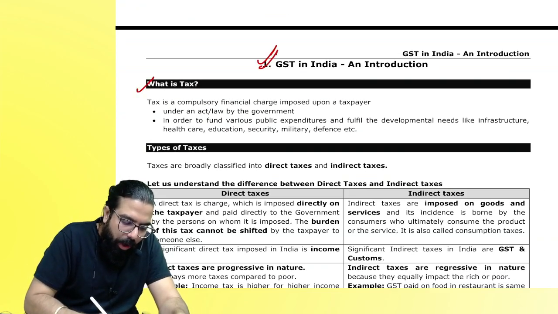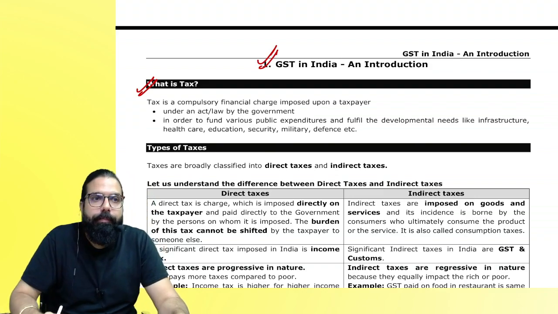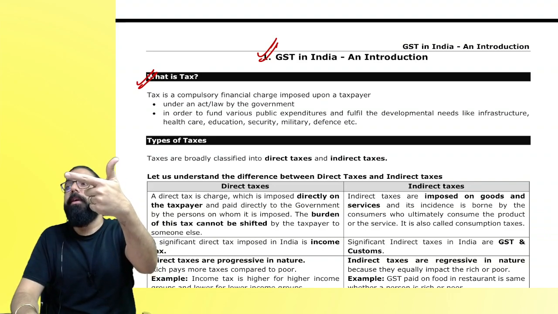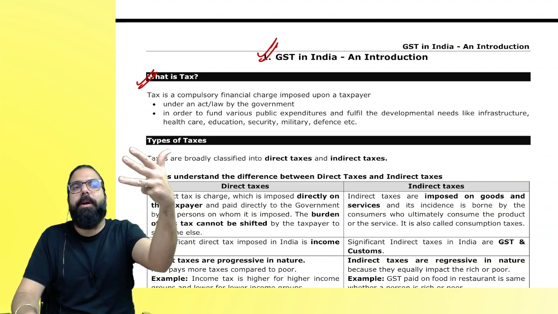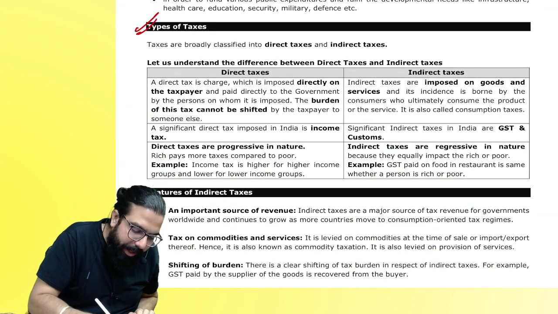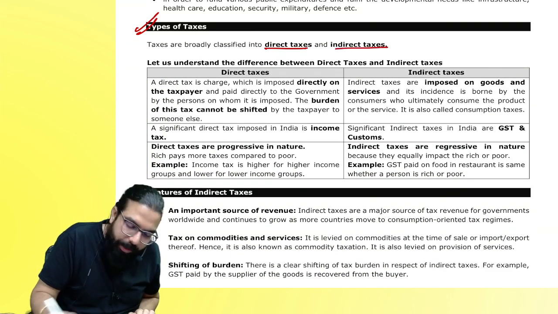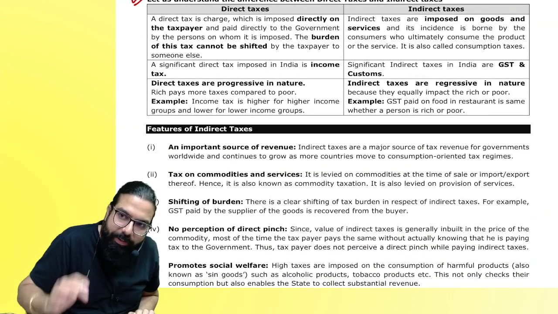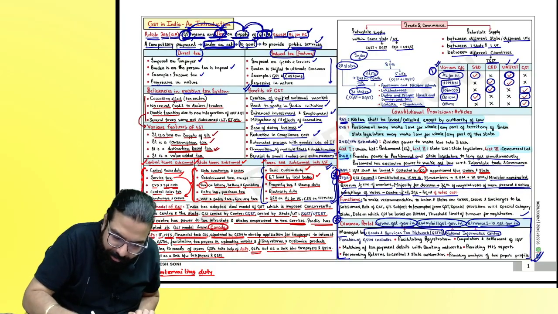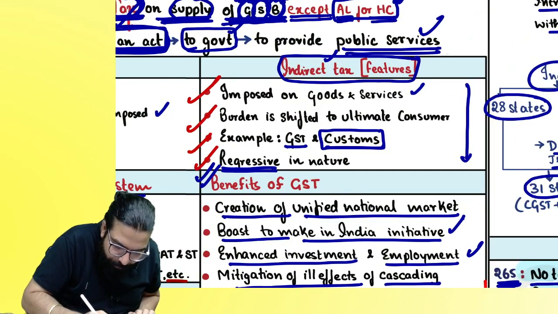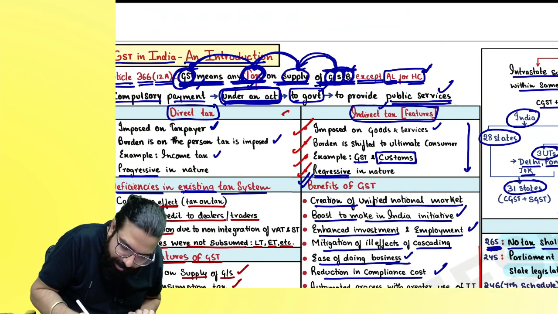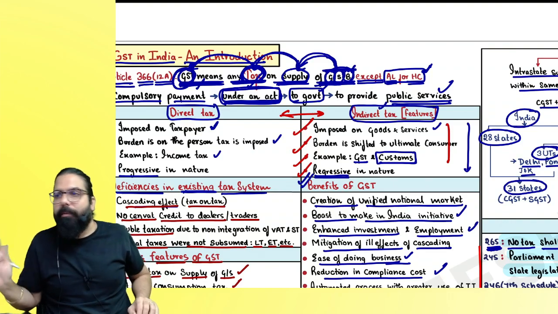Number one, what is tax? Did we understand, everyone? Tax means a compulsory payment to the government under an act so that the government can provide various public services. Secondly, did we understand direct tax and indirect tax? Did we understand the difference between direct tax and indirect tax? Features of indirect tax. Everyone see, these are the features. Four you remember enough. This is the difference also, and this is the features also. Can I go ahead, everyone? Next.